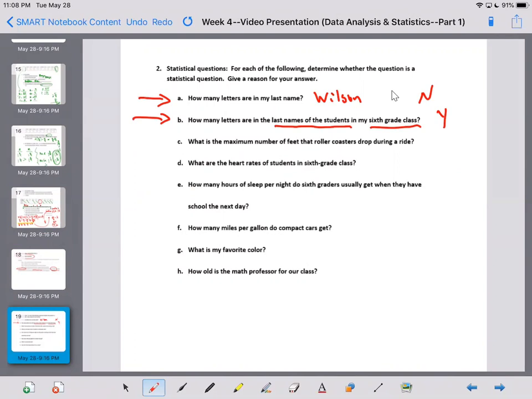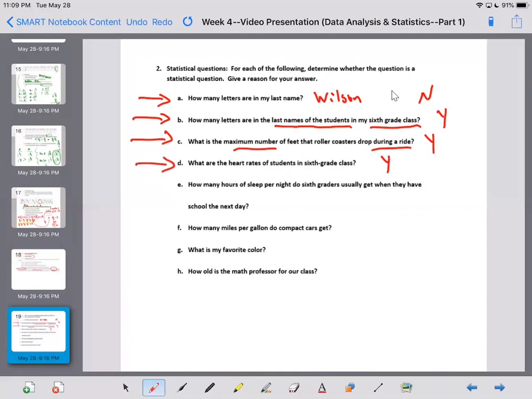What's the maximum number of feet that roller coasters drop during a ride? Well, the maximum number could change. It depends what roller coaster you're talking about. And so all of those are going to have different level drops. It's going to create different answers. Looking at D, what are the heart rates of students in my 6th grade class? Well, many of them will have different heart rates. So that will create more than one answer.